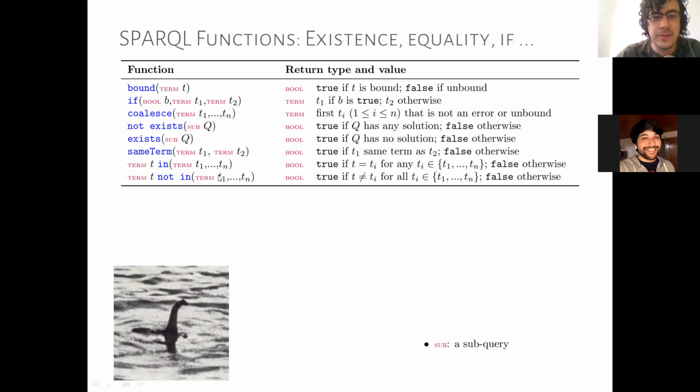We can check if a term is in a list of terms, and we can check if a term is not in a list of terms, which is sort of like shortcuts for equality with or, or shortcuts for equality with negation and and, or negation and or, as you wish to express it.